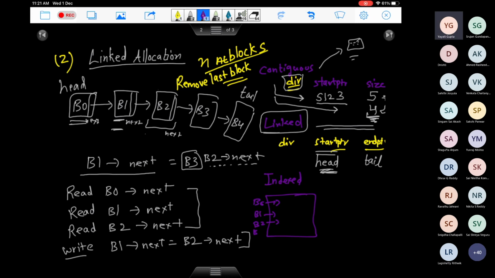Okay, what about an indexed allocation? So let's say your index was maintained something like this. Right? This is your index block. So this one tells you where is your block 0, this one tells you block 1, block 2, block 3, block 4. Assume that this index block is stored just like an array. Right, and each entry here is telling you the address of the nth block. It could be anywhere in the memory again. So now I want to remove the block B2. How many operations will it take?